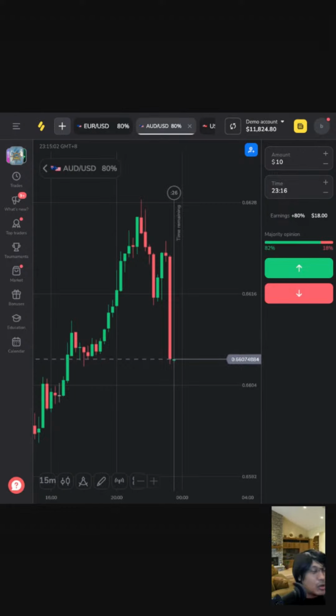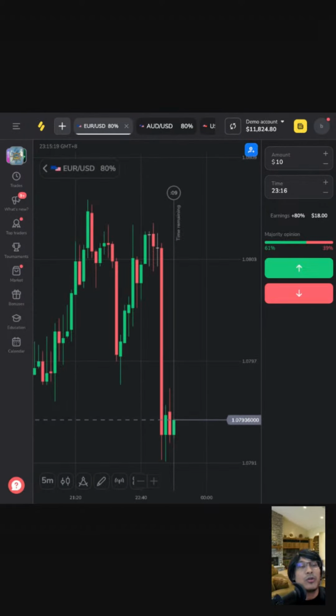AUD USD is not showing the same pullback like Euro USD. So maybe the downward movement is going to be stronger than expected, and maybe you get to do a down trade, but we're still going to watch it because it's not over yet. See, the bulls, the buyers are fighting the sellers right now at this level.